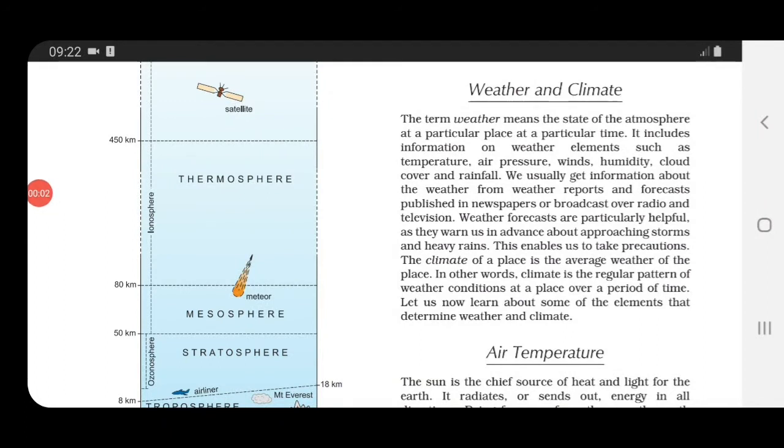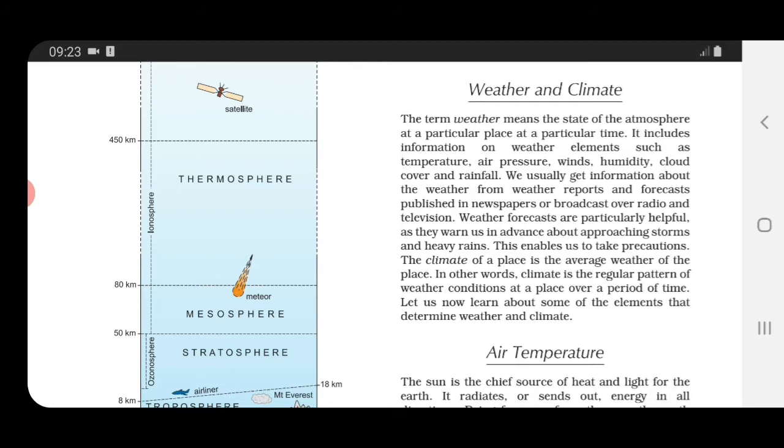Now, the term weather means the state of atmosphere at a particular place at a particular time. At a particular time, at a particular place, what is the state of atmosphere, that is referred to as weather. Okay, weather can change within few minutes, it can change within few hours, okay? So, weather, that refers to short term changes in the atmosphere, children.